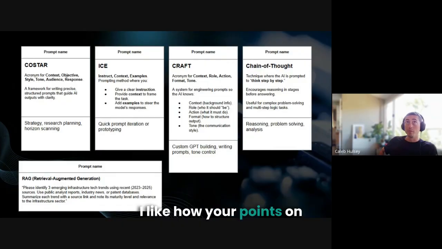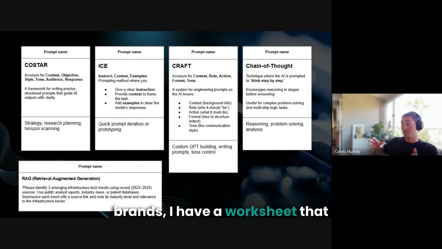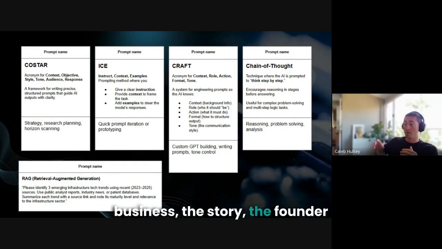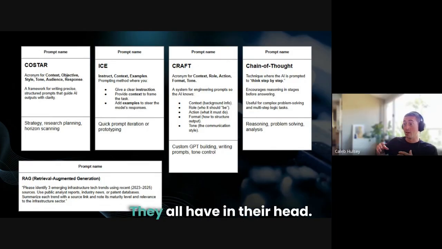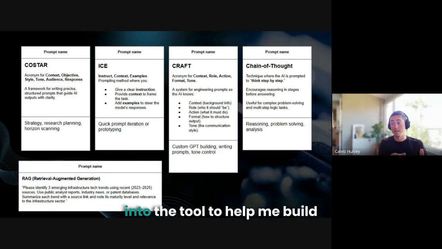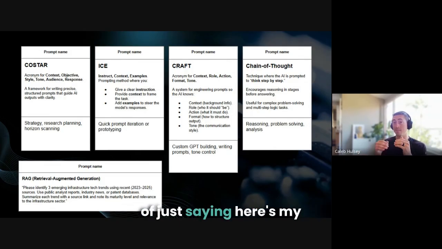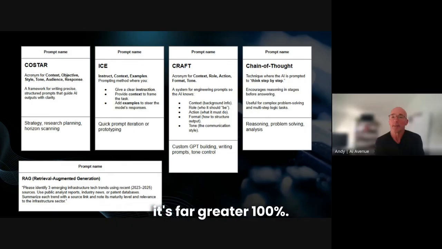Well, I like your points on human and AI interaction. When I build decks for brands, I have a worksheet that Chat helped me build that gets the foundation, the business, the story, the founder story, the sourcing, all the little golden nuggets that a founder usually has in their head and never puts on paper. Yes. And then I put that into the tool to help me build the presentation, the deck, the sales pitch, and the investor deck. And instead of just saying, here's my business, it actually has all that background and context, and its output is far greater.